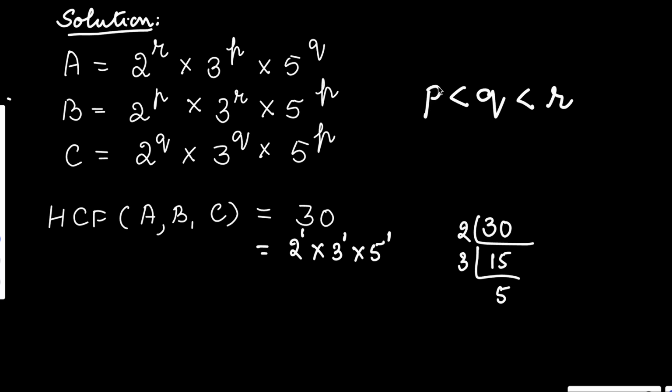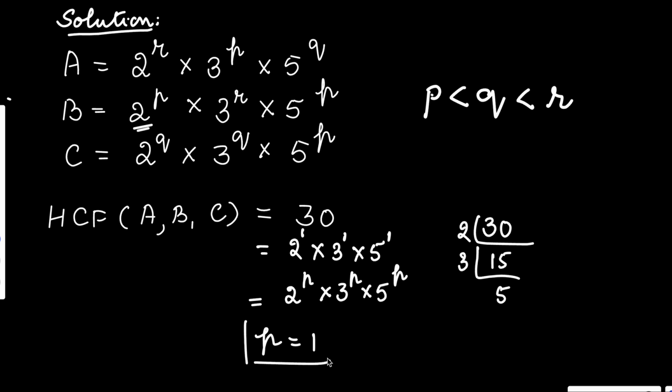The smallest power is P. What is the HCF of these three numbers? That is 2 to the power of P, into 3 to the power of P, into 5 to the power of P, since P is the smallest power here. So by comparison, we can understand that P is equal to 1.